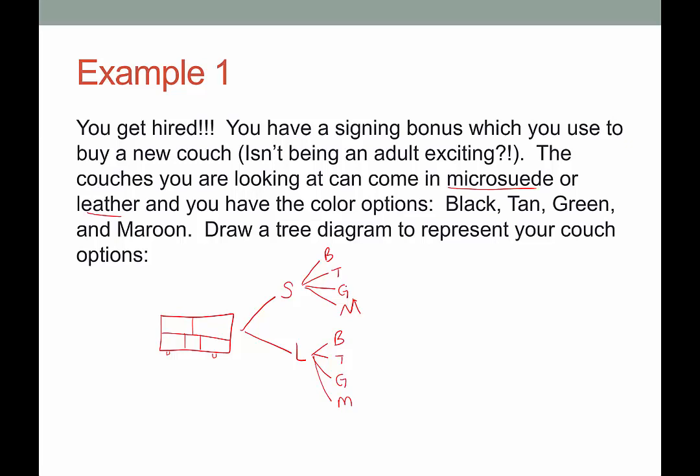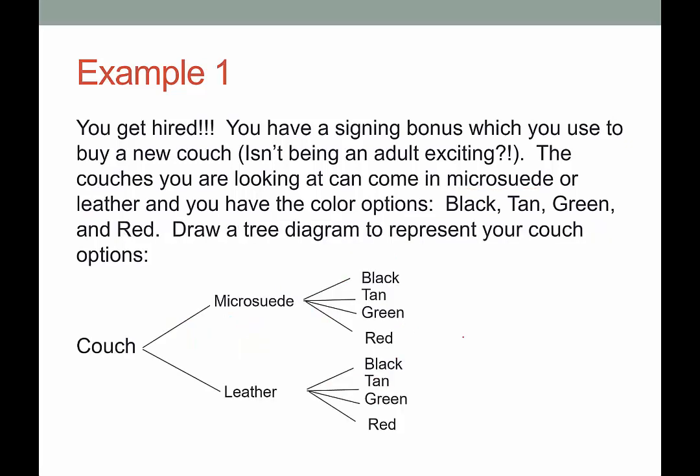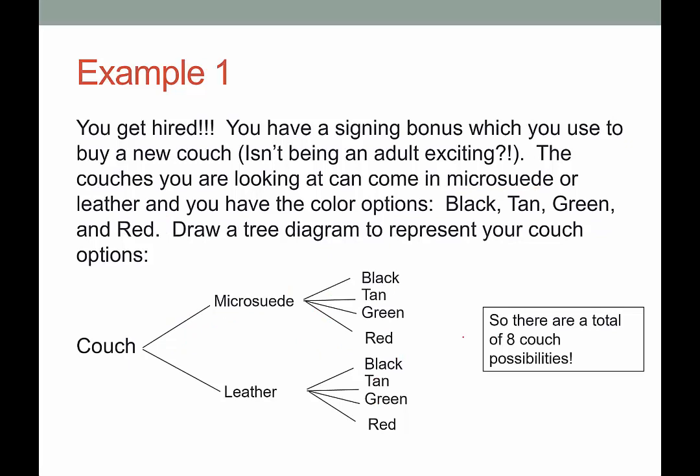So we see here that we have 8 possible options. We have micro suede in black, micro suede in tan, micro suede in green, micro suede in maroon, leather in black, leather in tan, leather in green, leather in maroon. So those would be in there, right? Make it much prettier. So we have 8 possible options. Oops, except I changed maroon to red. Oh, I see, because I didn't like the M. See? I'm always thinking ahead.